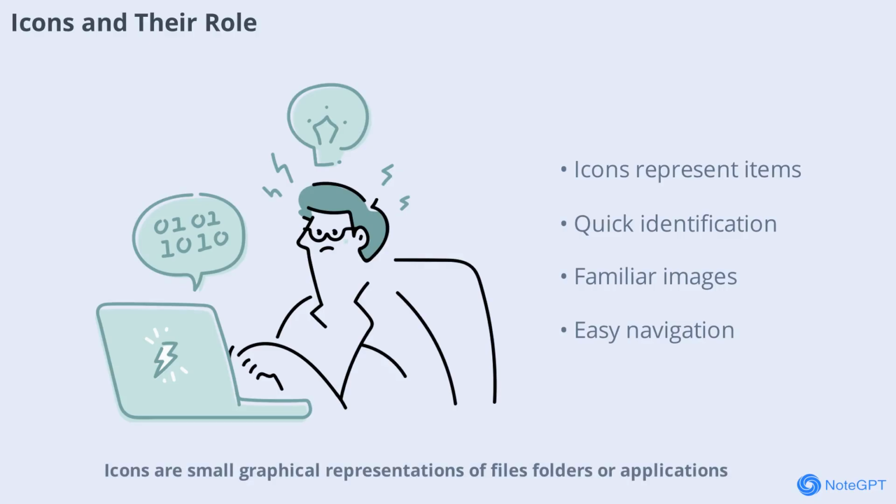Icons are small graphical representations of files, folders, or applications. They help users quickly identify and access what they need without reading long lists of names. For example, a trash can icon usually represents deleted files, while a folder icon opens a directory. By using familiar images, GUIs make navigation faster and more intuitive, reducing the learning curve for new users.